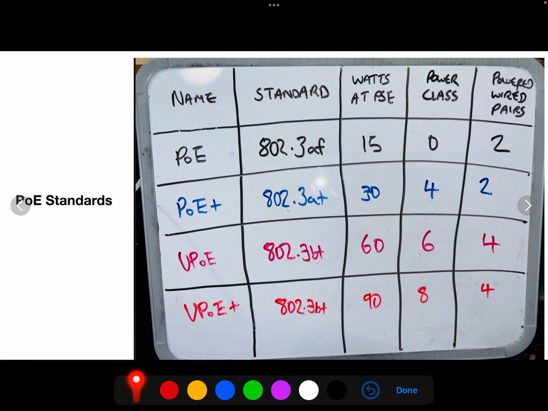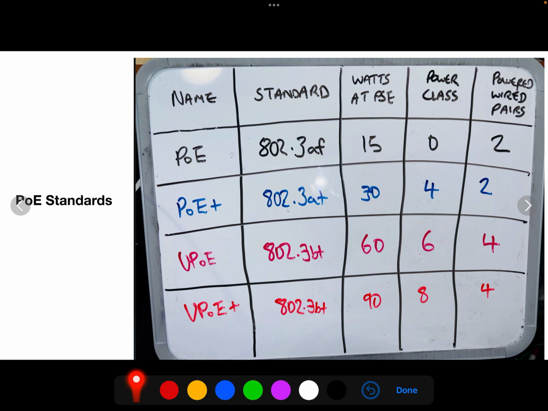Now, let's look at this table. It's a very important table. You can see what's happening here. You've got PoE 802.3af. Okay, so that's the name of that standard. 802.3at is PoE plus. So start with PoE, 802.3af is the name. It provides 15 watts, so that's standard. Power class is 0, and we're only powering 2 of the wire pairs there. So only 2 wire pairs are powered. Whereas with PoE plus 802.3at, there's 30 watts.